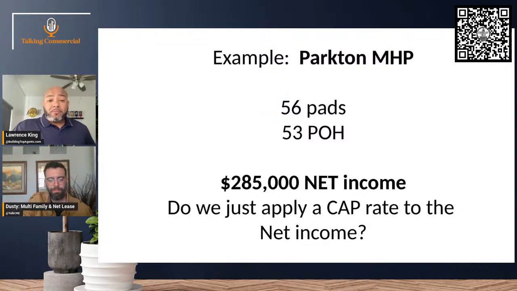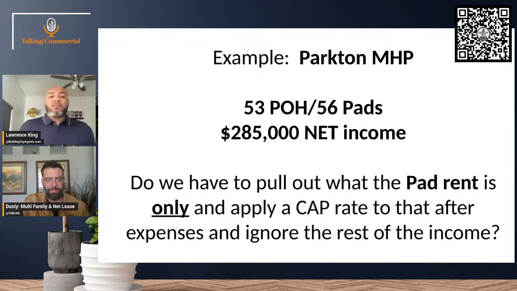So the net income, the total net income, this is for the whole thing, not just separating out pad rent, was 285. Okay, so would we just apply a straight cap rate to that, or would we do that blending that I suggested? And that's what we ended up doing. So you blended it. Okay.